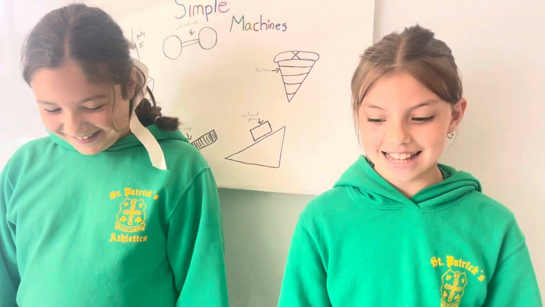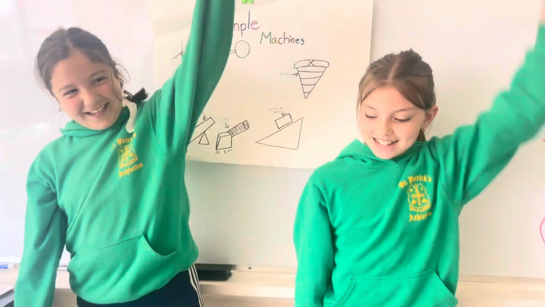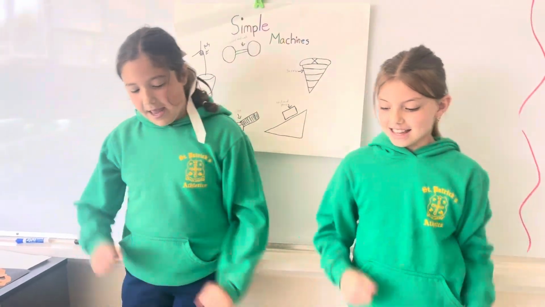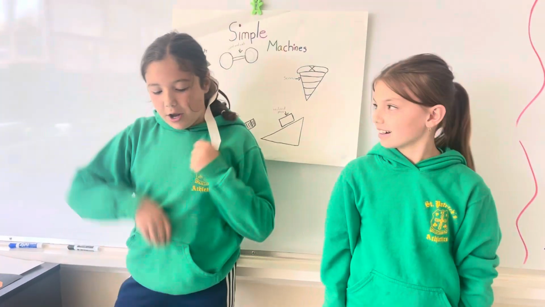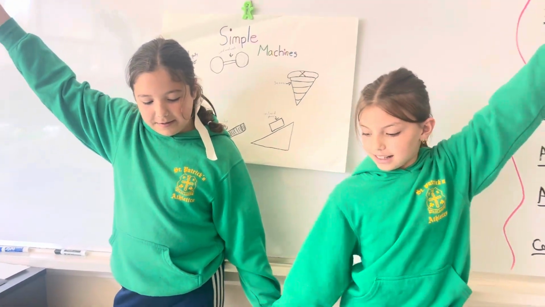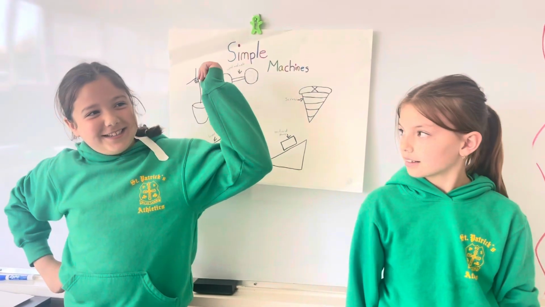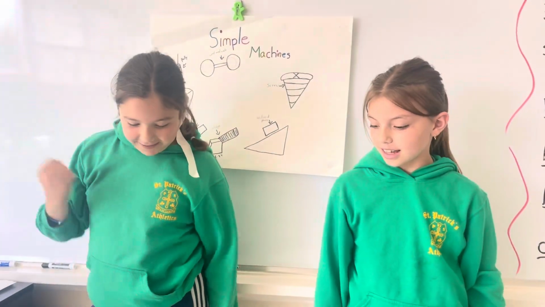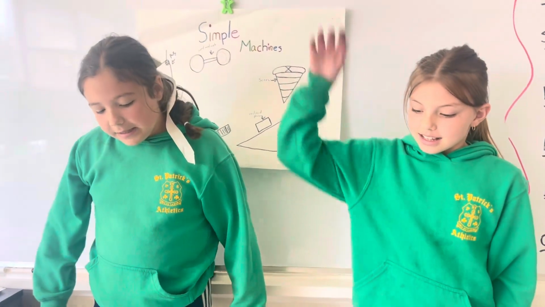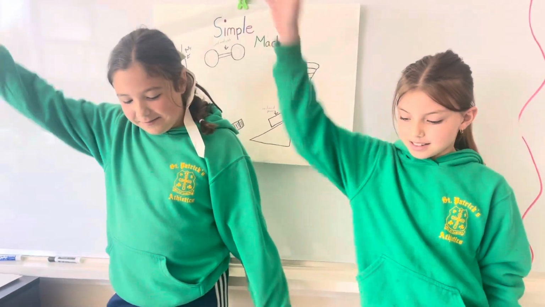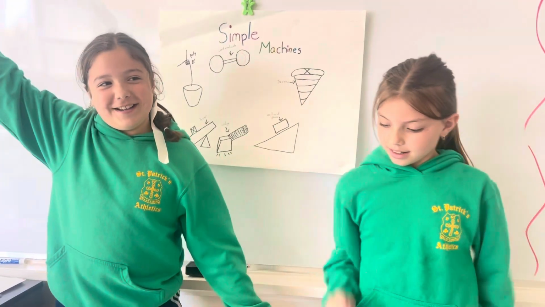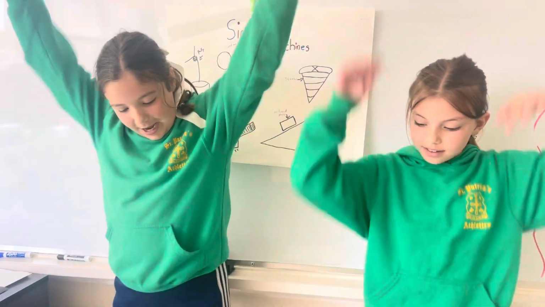5, 6, 7, 8. Simple machines are simple to use, and some simple machines are wheel and axle, inclined plane, wedge, lever, and a pulley, and screw. Simple machines are simple to use at work, school, and at your house.